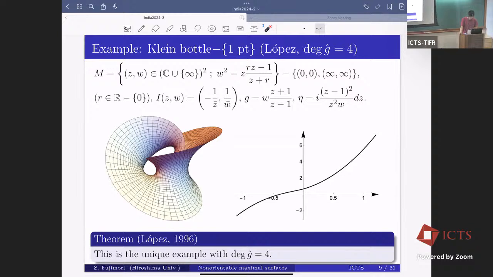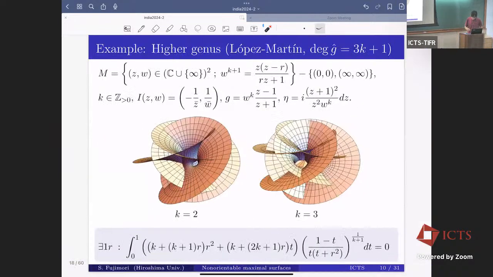Okay. This example was published maybe in 1993, and later he showed the uniqueness of the surface. So the non-orientable surface with degree 4, this is the only example. This is the Klein bottle minus 1 point. Okay.